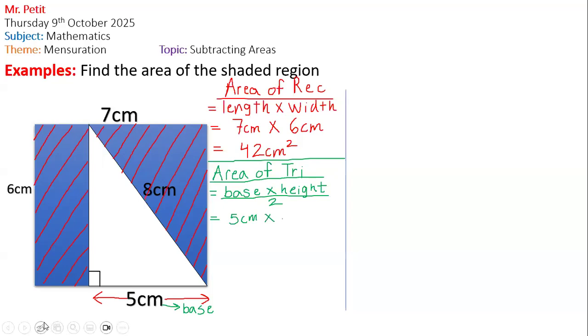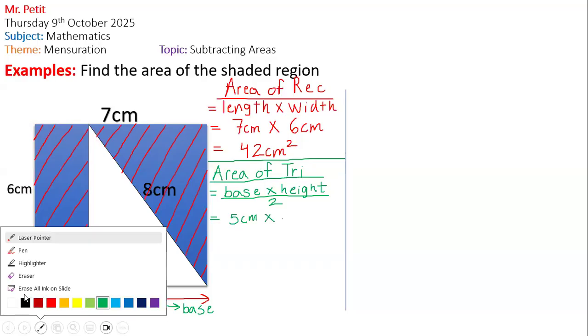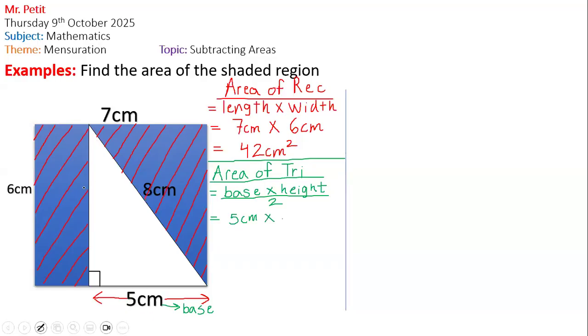Because the triangle and the rectangle is the same. Very good. So the rectangle width is 6 centimeters here. So we know that this is 6 centimeters. So that means that this one must also be 6 centimeters, right? So let's put that there. That means that this is also 6 centimeters. So that means that the height, therefore, is 6 centimeters.